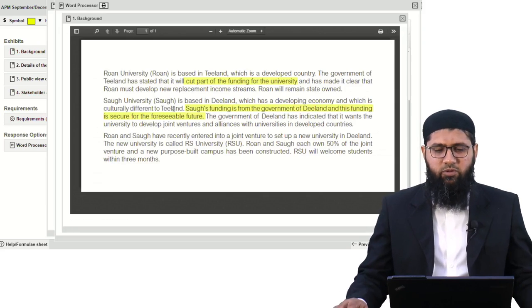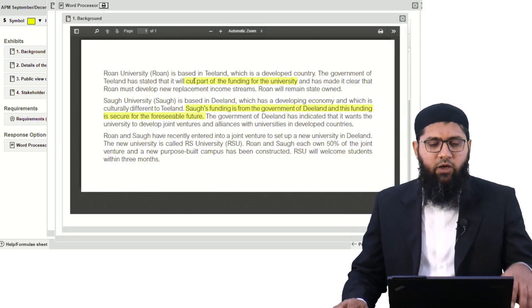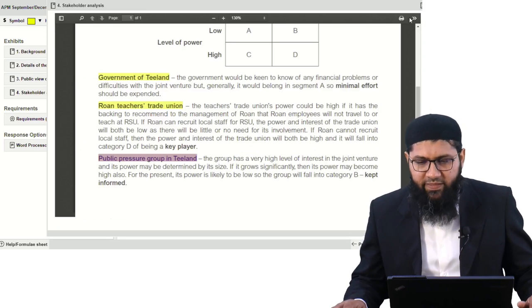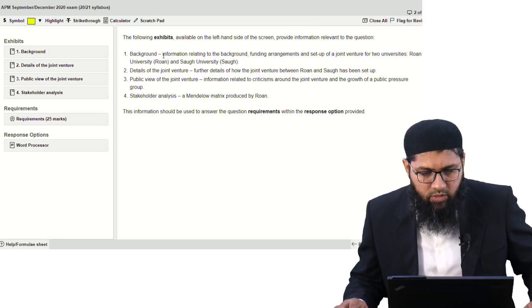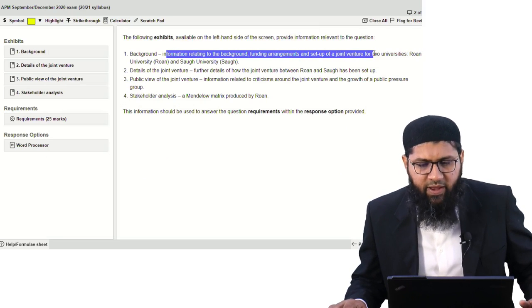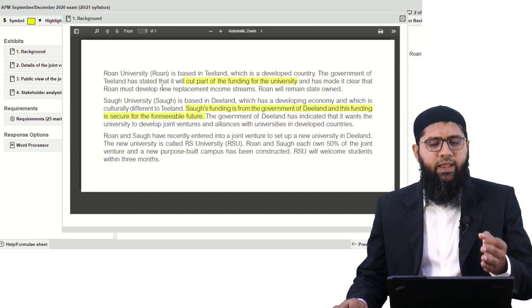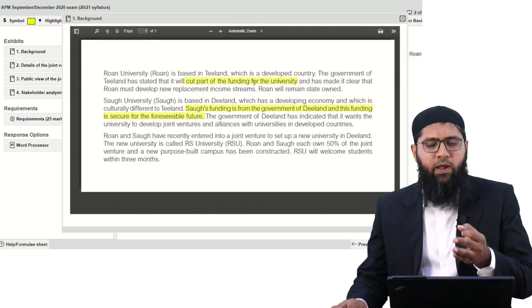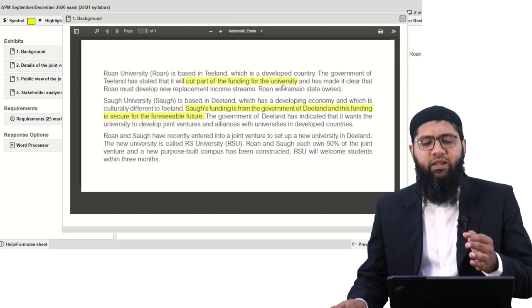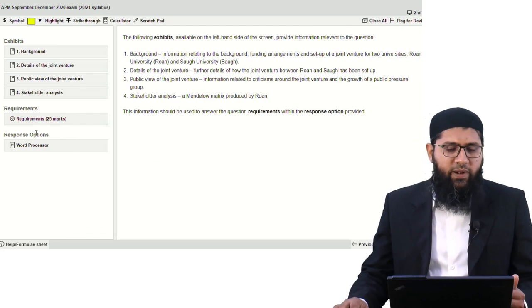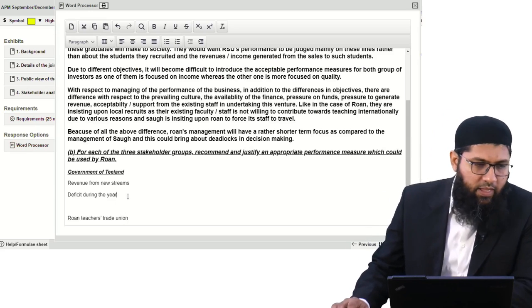What is the government concerned about? The government of T-Land has stated it will cut part of the funding for the university. Are we being told anything about this government's involvement in the background arrangements and funding setup of the joint venture? Nothing is mentioned here. The only thing mentioned is that the government of T-Land has stated that it will cut part of the funding for the university and has made it clear that Roan must develop a new replacement income stream. Roan will remain state owned. The government owns it. The government is concerned about it becoming self-sufficient.